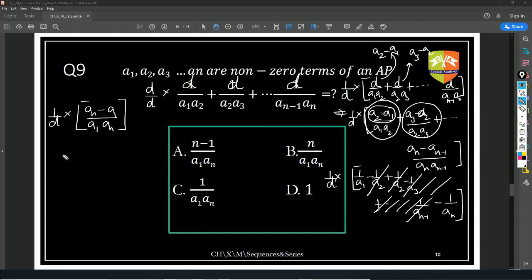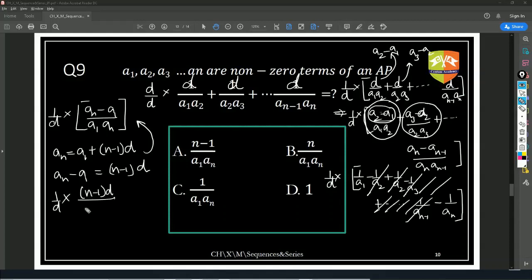So what is a_n minus a_1? a_n is equal to a_1, the first term, plus (n minus 1)d. So a_n minus a_1 is (n minus 1)d. Put it here. What will you get? 1 upon d into (n minus 1)d divided by a_1 a_n. This d and this d go, so hence the answer is A. Understood?